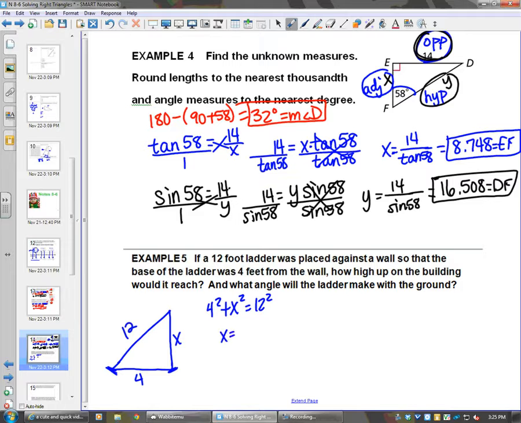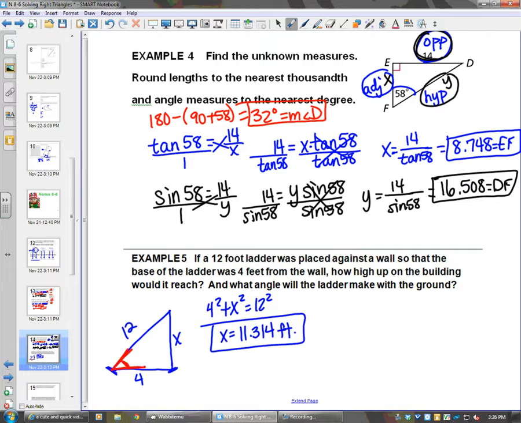So what do you end up getting for x? I got 11.314 when you round, and then what are the units? Feet. Good. All right, so we found our other side length. Then it says, and what angle will the ladder make with the ground? Okay, so here's the ladder. Here's the ground. So we're looking for this angle measure.